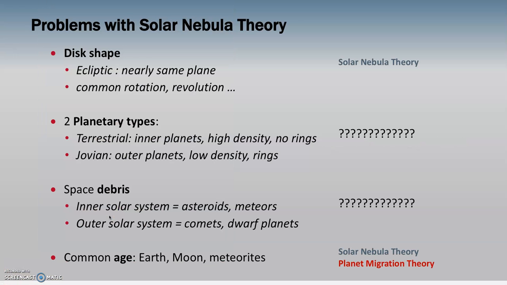So we've got a theory that we talked about, solar nebula theory, for the disk shape and for the common age. But the solar nebula theory had nothing to say about planetary types and had nothing to say really about space debris. Maybe it talked a little bit about stuff that was left over in the gas, but nothing too specific. We need more theories for that. So let's get to some really specific theories for that on the next video.